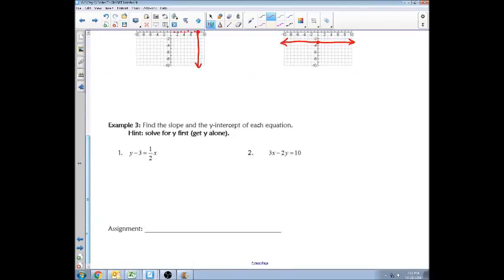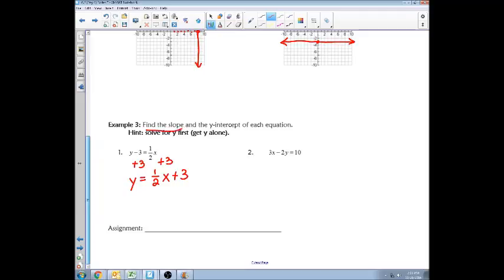On to the bottom. Example 3. Find the slope and the y-intercept of each equation. Hint, solve for y first. So we need to get y alone. So problem number 1. How would I get y alone? I would just add 3 to both sides, right? So y would equal 1/2 x plus 3.